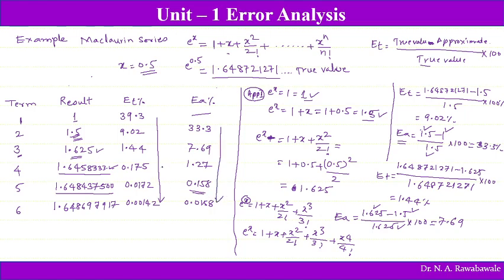The rate of decrease in the true error is rapid, and the rate of reduction in the approximate error is comparatively slow, gradual. So this is how we find out the true error and approximate error. This is the difference: in finding the true error, we consider the true value as a reference, and in the case of the approximate error we do not consider the true value as a reference. Only the present value minus previous value divided by present value is taken into account and the error is obtained.